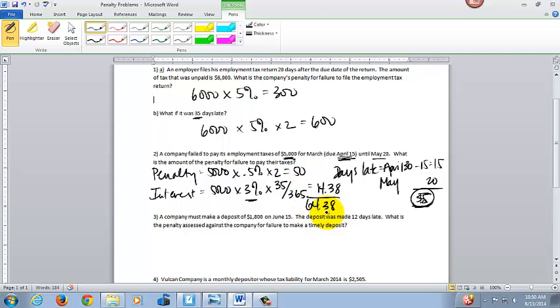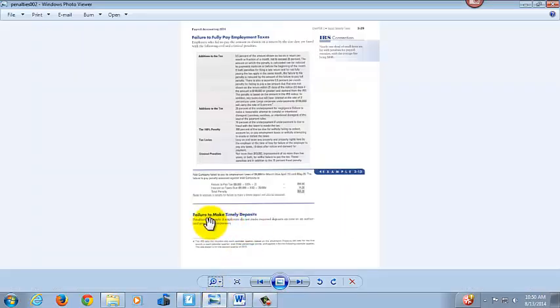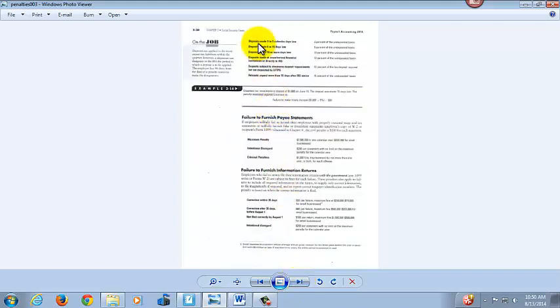Okay, now let's do one more. Let's look at failure to make timely deposits. If I didn't make the deposit on time, then we're going to have these penalties. If it's made 1 to 5 calendar days late, it's just 2%. If it's 6 to 15 days late, it's 5%. If it's made 16 or more days late, then it's 10%. So you get the gist of that. It depends on how late you are as to what percentage penalty you have.